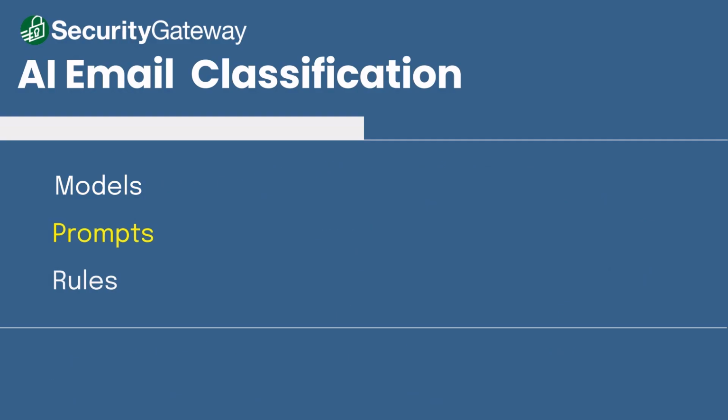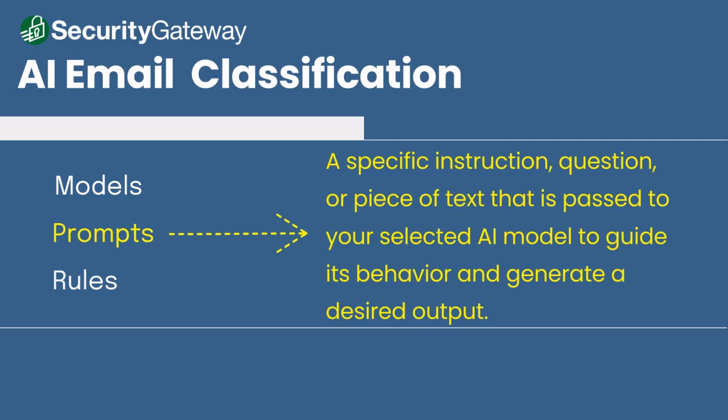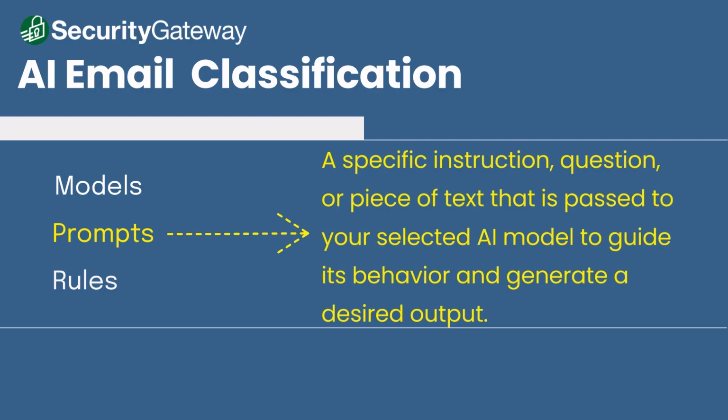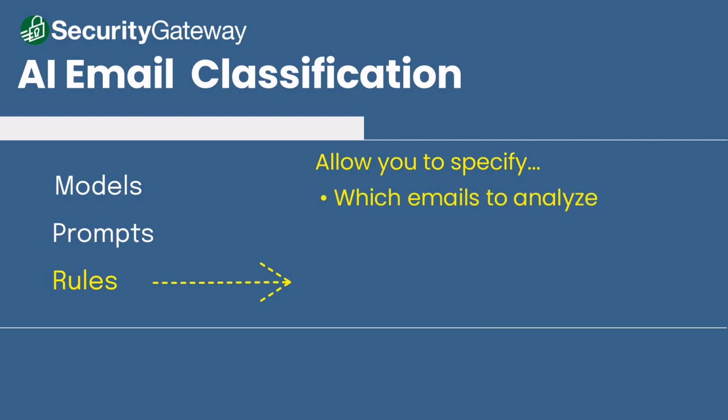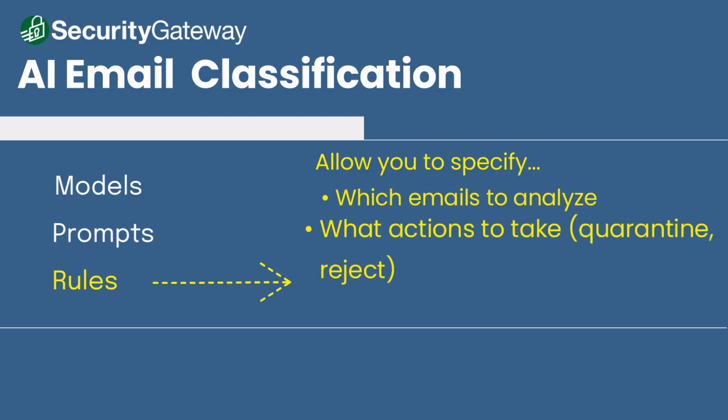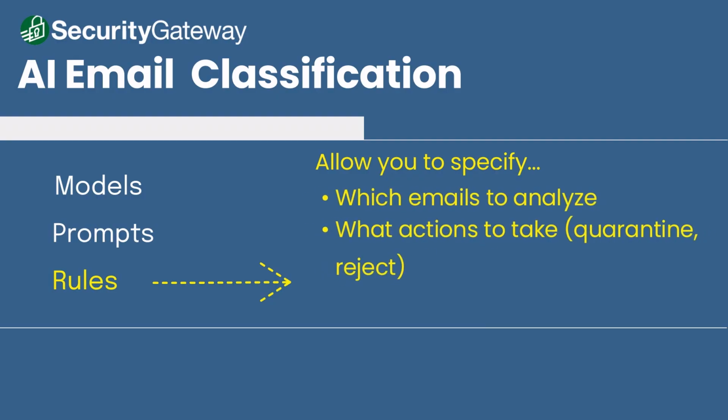An AI prompt is a specific instruction, question, or piece of text that is passed to your selected AI model to guide its behavior and generate a desired output. It's essentially a way to communicate with the AI service and tell it what you want it to do. Rules allow you to specify which email messages you'd like to analyze and what actions you'd like to take, such as quarantine or reject, based on analysis results.